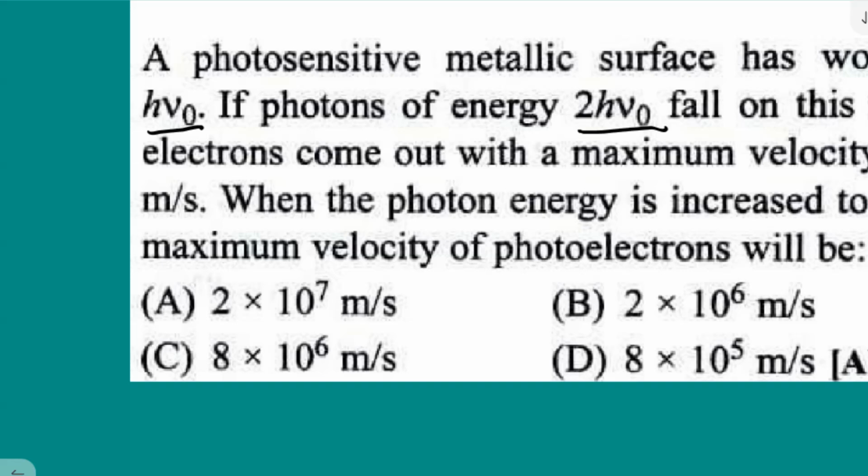So twice of v1 will be equal to 2 into 4 into 10 raised to power 6. This will be 8 into 10 raised to power 6. That is option C. So option C is the right answer here. Now let us move to the next one. Question number 33.